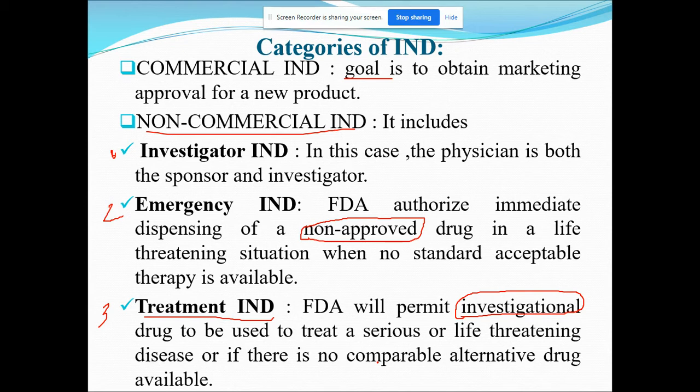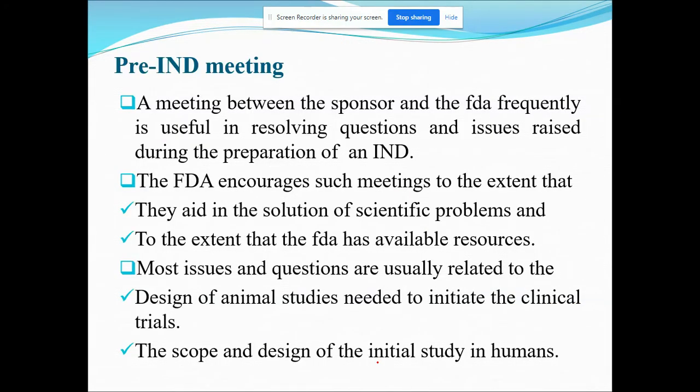The first one is said to be the commercial IND, and the second one is said to be the non-commercial IND. Again, this non-commercial IND was categorized into three categories. One is said to be the investigator IND, second is said to be the emergency IND, and third one is said to be the treatment IND. Okay, student. Moving on toward the next slide, student.